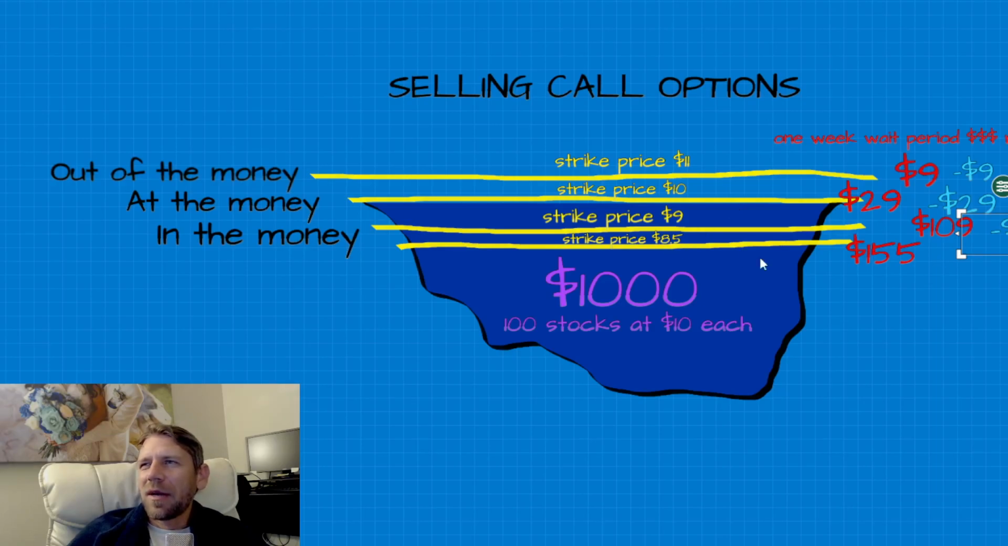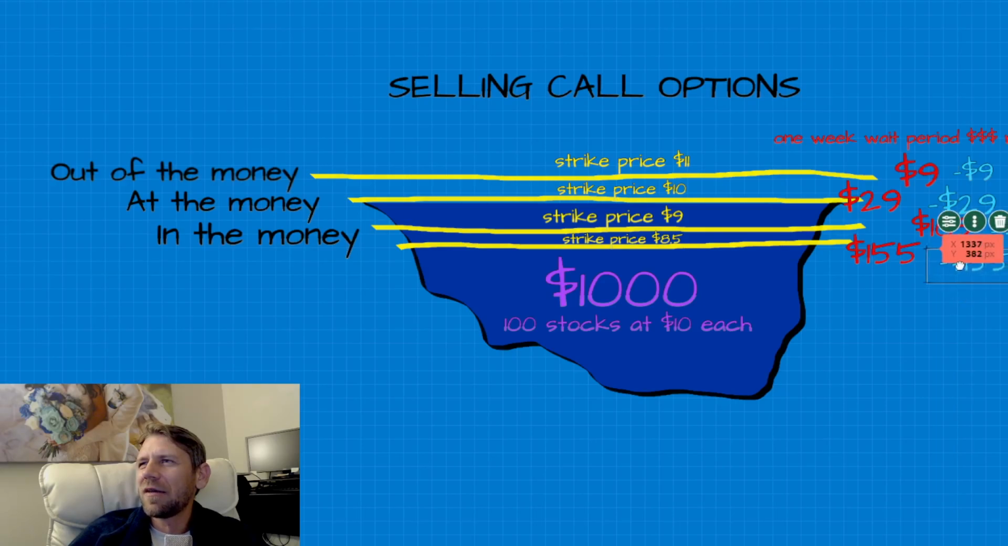If I pick the strike price at $8.50, I would gain a liability of, what is my liability going to be? It's going to be $155. That's right. $155. And I'll give you another quiz here.